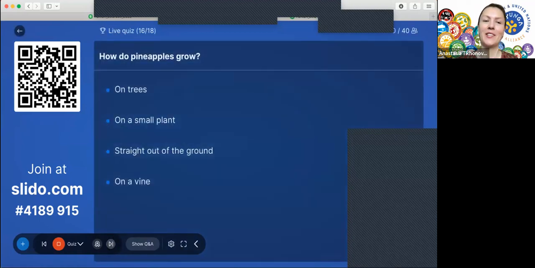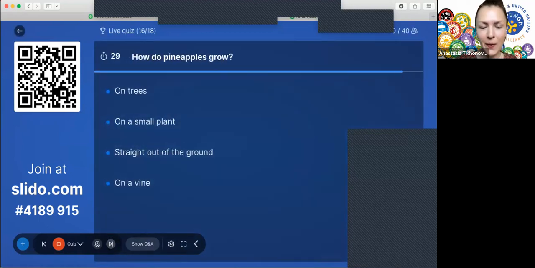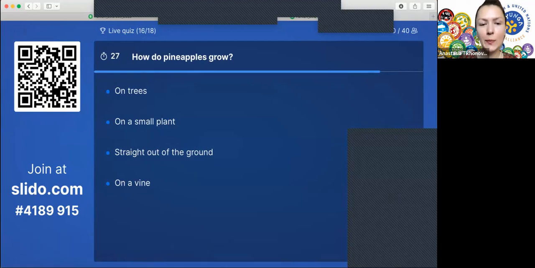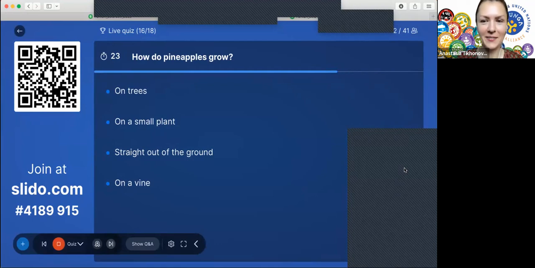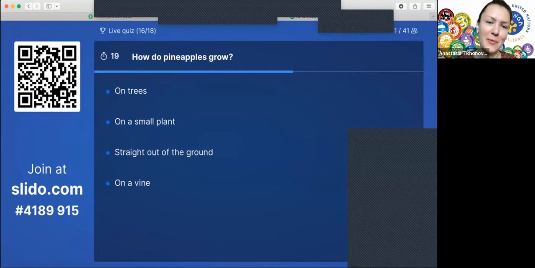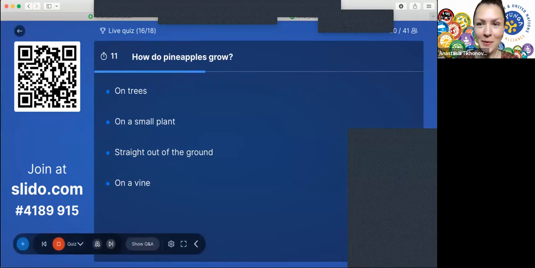Okay, next question. How do pineapples grow? On trees, on a small plant, straight out of the ground, or on a vine? Okay, let's see, maybe this one will be more tricky for you because you all knew how peanuts grow, but maybe you don't know how pineapples grow. Or maybe still all of you know. Let's see.